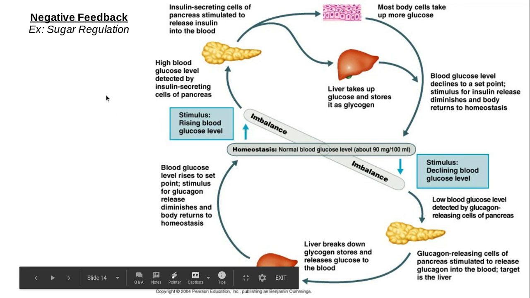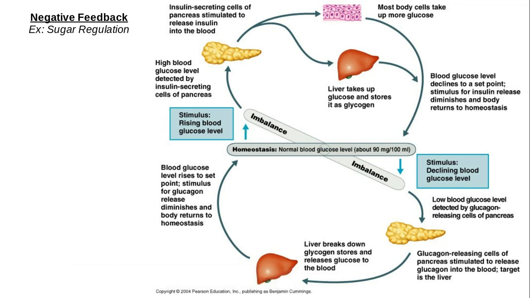When blood glucose levels rise, the opposite happens, and we get a detection once again from the pancreas that we have high blood sugar and we need to release insulin. Insulin secreting cells release insulin into the bloodstream, and that allows the liver to take up glucose as glycogen and also body cells to take up glucose. We're taking glucose out of the blood here. That causes the blood glucose levels to decline, and once they decline enough to reach our set point, the stimulus for insulin release diminishes and the body goes back to homeostasis. So once again, once we take up glucose because of the insulin, we no longer need this process and it can stop.